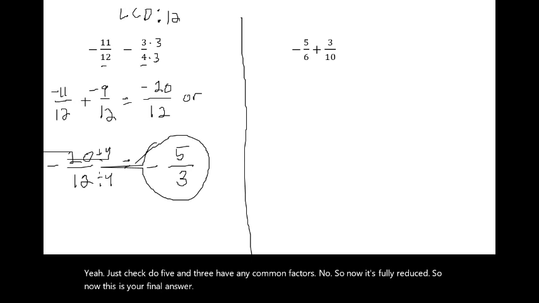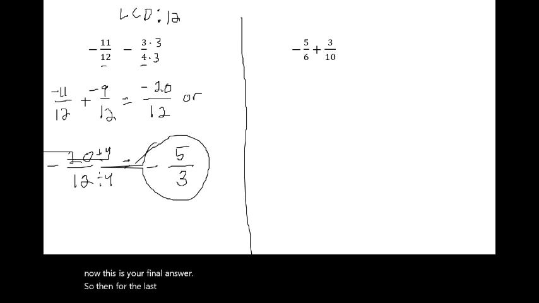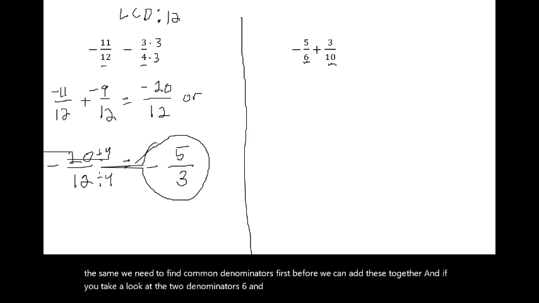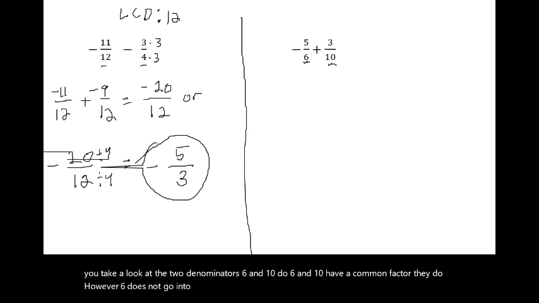So then for the last one, we have negative 5 over 6 plus 3 over 10. Since the denominators are not the same, we need to find common denominators first before we can add these together. If you take a look at the two denominators, 6 and 10, do 6 and 10 have a common factor? They do. However, 6 does not go into 10, and 10 is not a multiple of 6. So we're just going to have to find the least common multiple between 6 and 10.